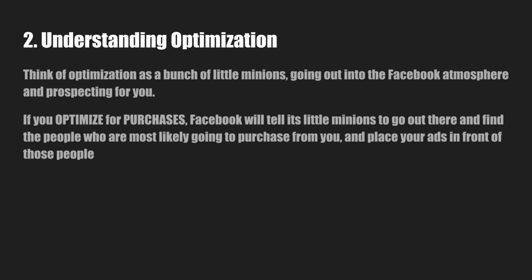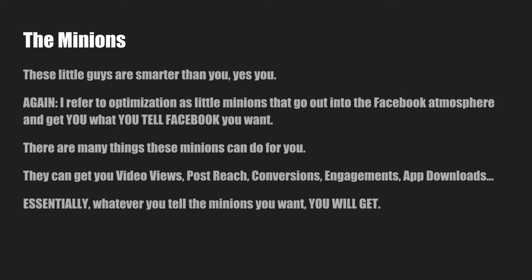So they're like little minions. You can use optimization like your little minions. If you optimize for view content, your little minions are going to be going out there looking for people to view your content. They're not looking for people to purchase your product. This is why I say it's so important to optimize for what you want, because these little minions are smart. They are really smart, okay? So I refer to optimization as little minions that go into the Facebook atmosphere. I just need to remind you guys so that you don't think I'm insane when I talk about the minions, okay?